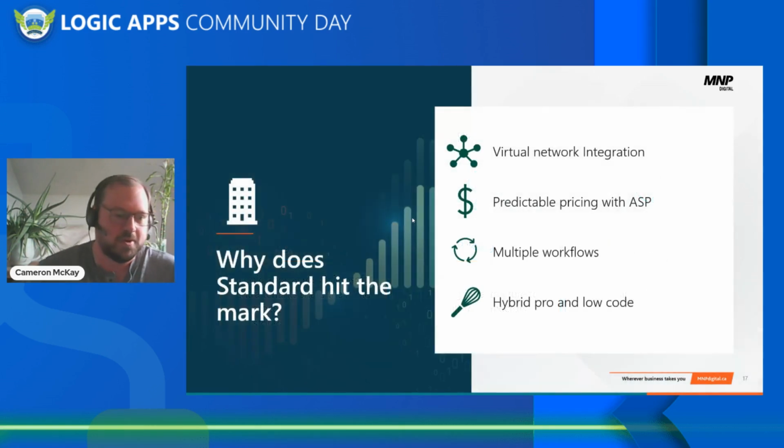And so to drive this home, why does Standard hit the mark? Why do we want to use this? The ability to have it on its own virtual network gives us that security, which we really like. Predictable pricing is huge. Multiple workflows is also really important for us as pro code developers. And then finally, the one thing we're really here to talk about is this idea of hybrid pro and low code. And that's something that you can only do in Standard.